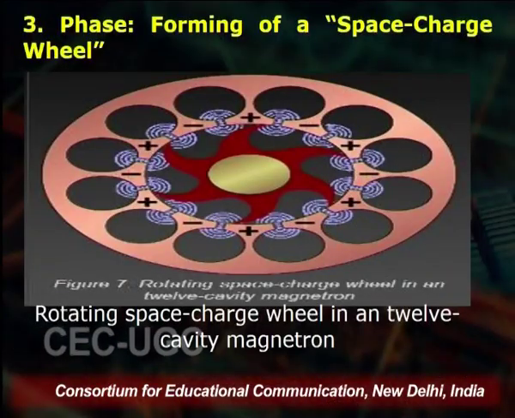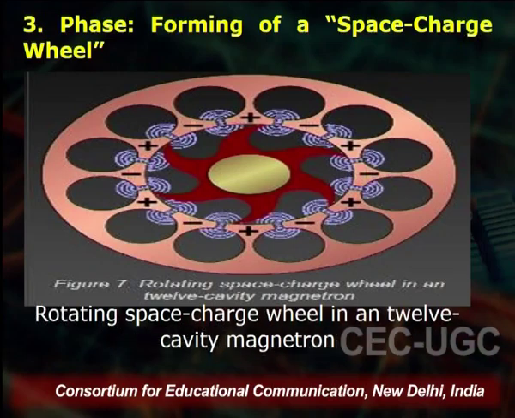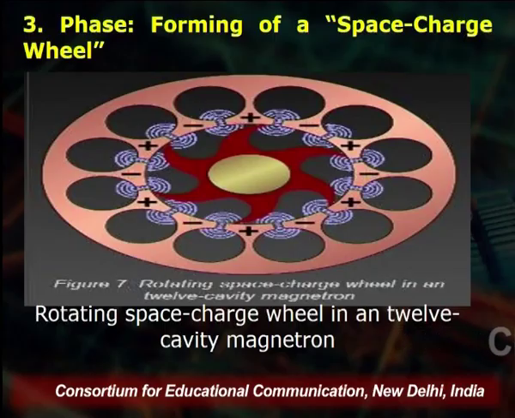Now in the working operation, we defined two phases in the previous lecture. Now we discuss the third phase. In the third phase, there is a formation of the space charge wheel. How does it work? It is a rotating charge wheel in a 12 cavity magnetron.